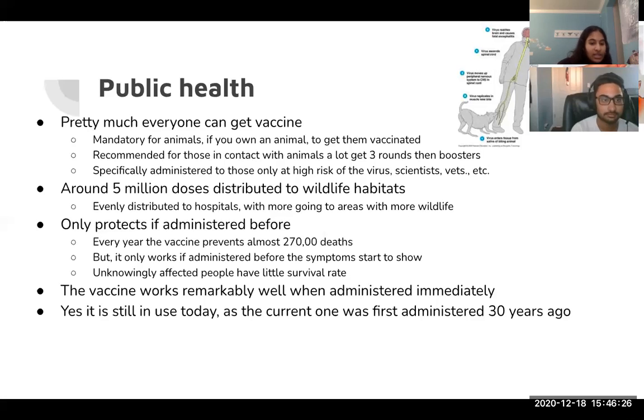The vaccine is still in use today, and there have been many different rabies vaccines produced throughout history. But the one in use today was made fairly recently, about 20 years ago, and it's still found to be pretty effective, so it's still in use.